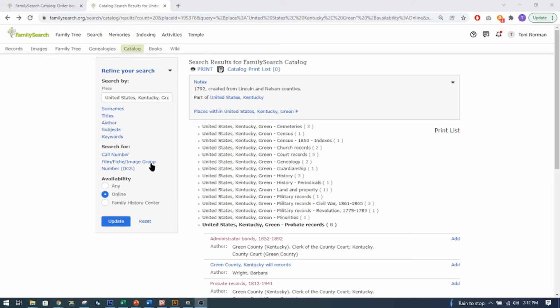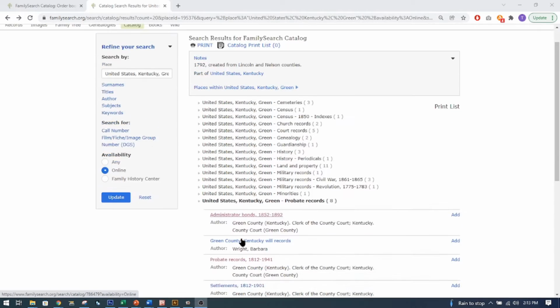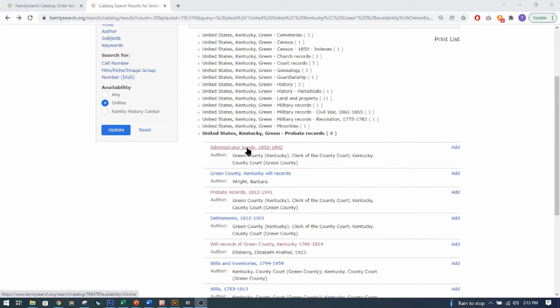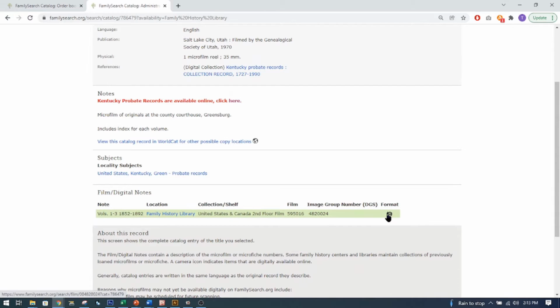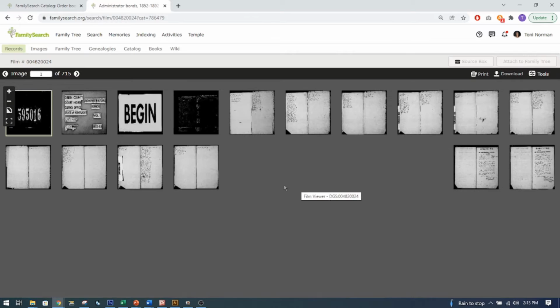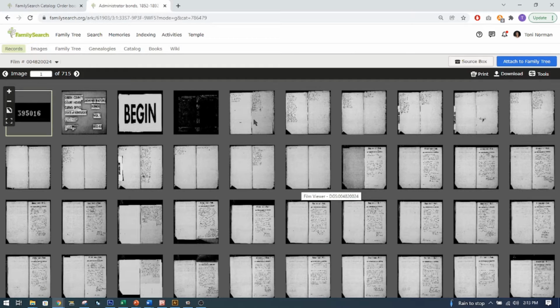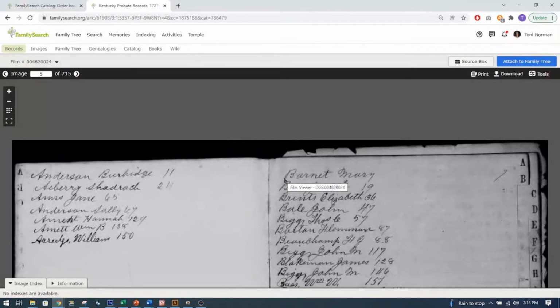All right, on this video, I'm going to show you another record. This is in Greene County, so I did search, catalog, and I went to Greene County, Kentucky, and then I went to the probates, and I looked under these administrative bonds, 1852 to 1892. And we come down here, and there's one record, so we're going to click on this. And again, you can see they have things indexed here. So let's look at some of those indexes.